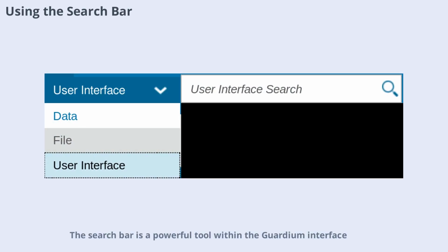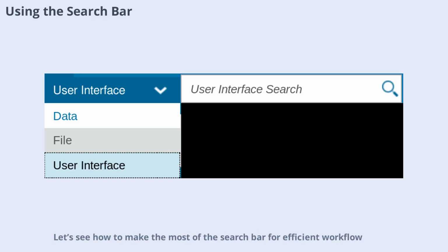The search bar is a powerful tool within the Guardium interface, allowing you to quickly locate features, reports, or configuration options. Simply type in keywords or phrases, and the system will present relevant results. This feature is especially useful in large environments where manual navigation could be time-consuming. Let's see how to make the most of the search bar for an efficient workflow.